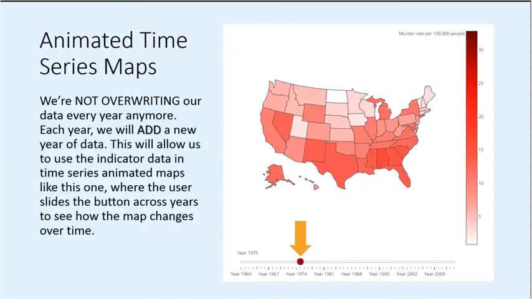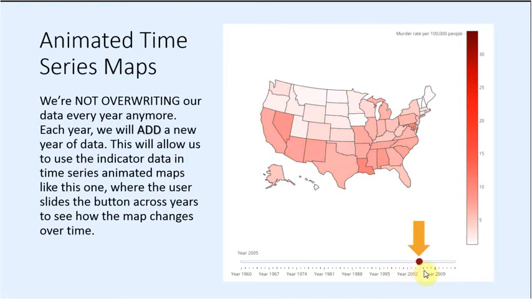Okay, another thing, since we're storing our data in the database for multiple years, we're not overwriting our data every year. So this is an important thing to remember. Don't overwrite your old data. Each year we'll add a new year of data, and that will allow us to use the indicator data in previous years. And one way that we can use those data is a time series map, like this example I just pulled off the internet, where here we have a map for 1975. The user can move the slider up to 2004 and see how the map changes. So those are just a couple of the exciting things we're going to be able to do.